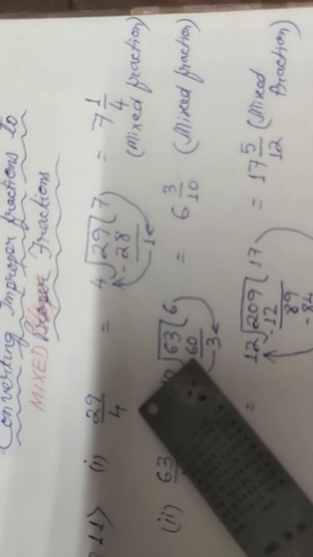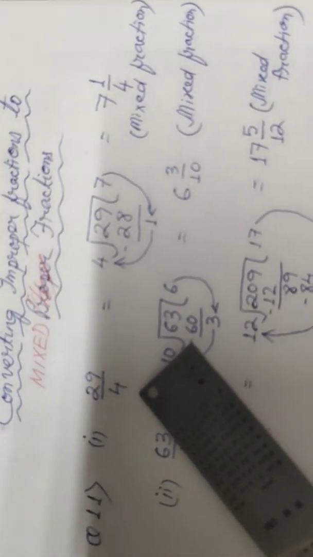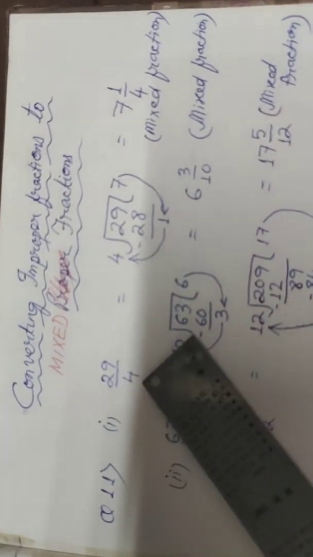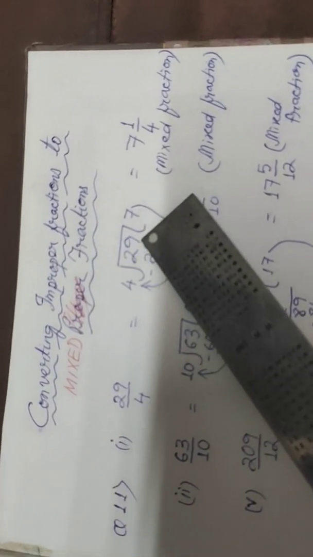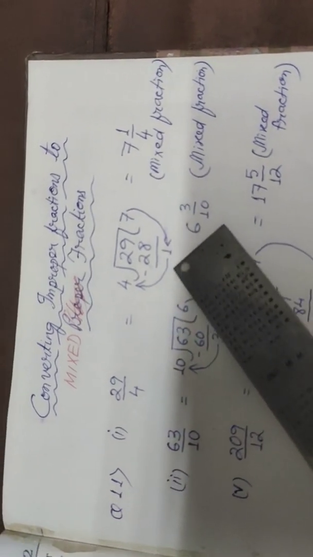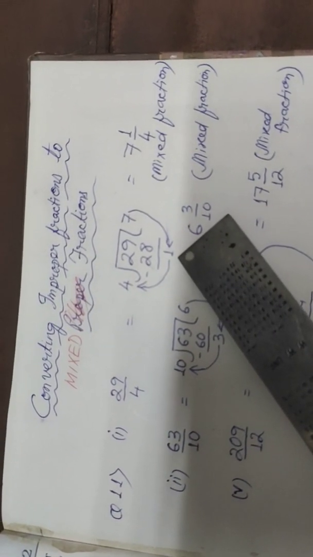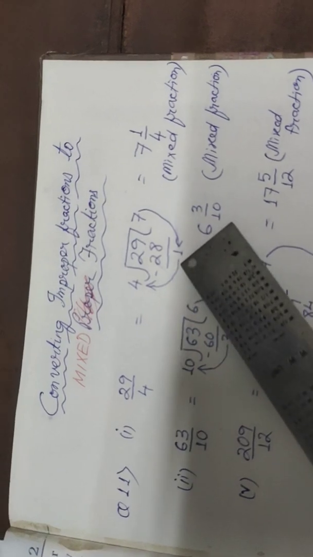So let us see. The first question is 29 by 4. This is an improper fraction. So 29 by 4 means 29 should be divided by 4. Here 29 is divided by 4. So 4 7s are 28. Remainder you get 1.